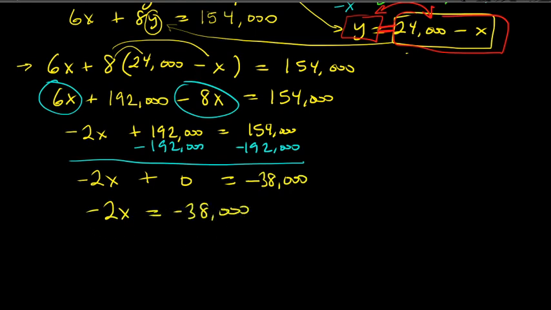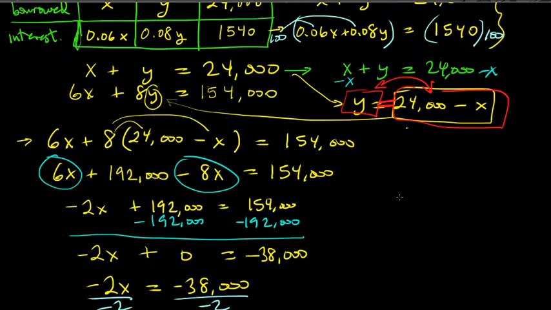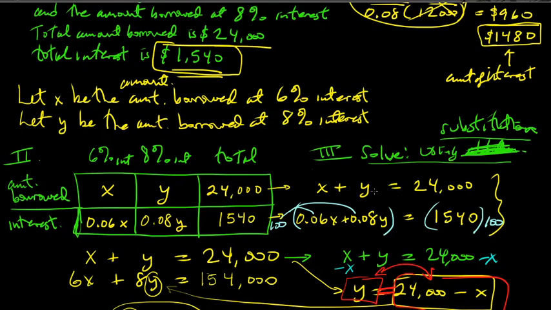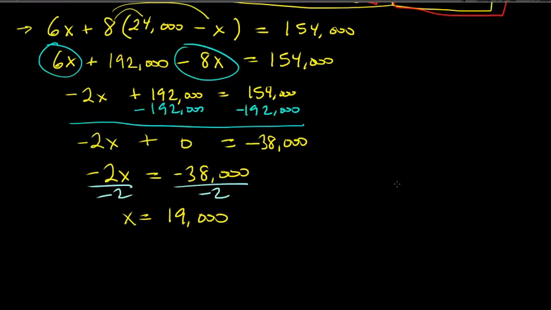So now just divide by negative 2. It looks like we get x is, again, a negative divided by a negative, 19,000. 19,000 what? That's the amount borrowed in dollars. So this is $19,000 that we're borrowing, at, I think 6% was for the first one, right?